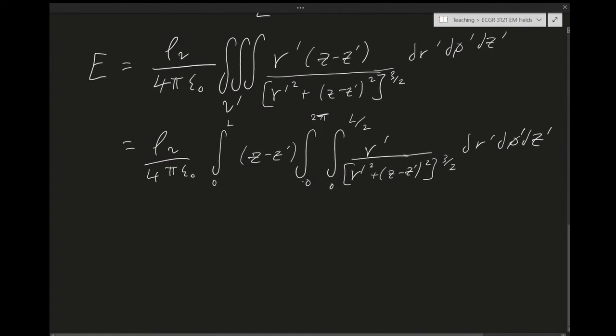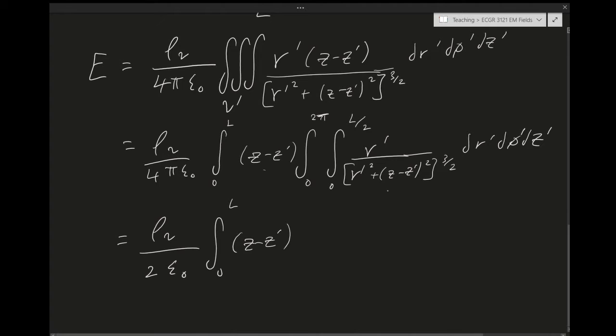Okay, I can do the integration with respect to phi very easily. There is no function of phi here. None of those two functions are functions of phi, so I can just integrate and I get a constant, 2 pi. So I get rho v and I get 2 pi here, but the 2 pi cancels with the 2 pi in the denominator. So I end up with 2 epsilon naught. Done. Right? And then I integrate 0 to L, z minus z prime. Now I want to do this integral.